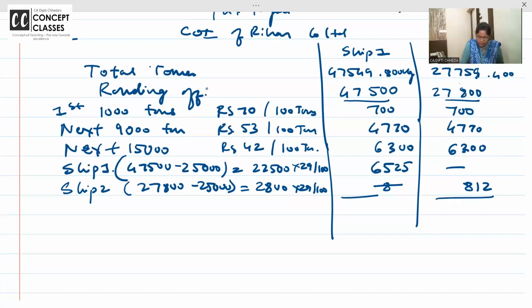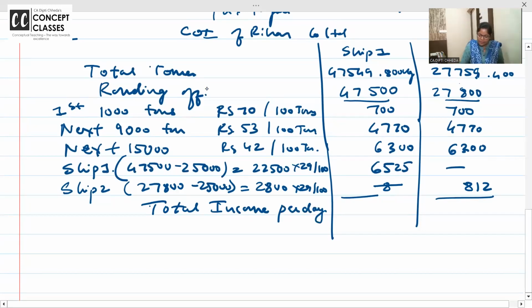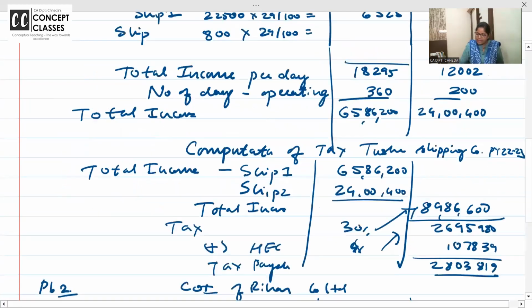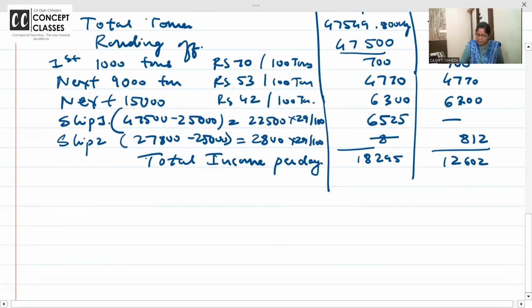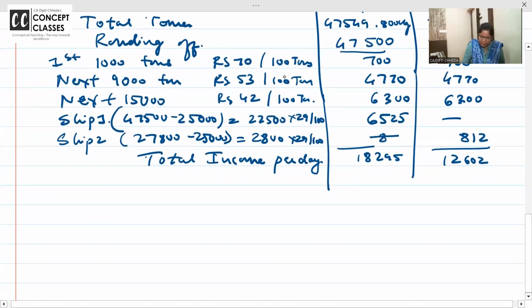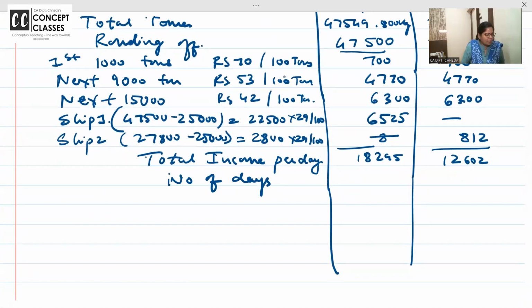So what is the total income per day? According to ton capacity, what is total income per day? Very good, very good. 18,295 and 12,602. Correct है? Multiplied by number of days.